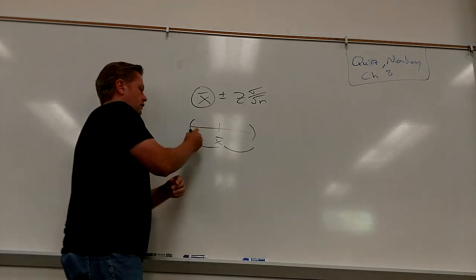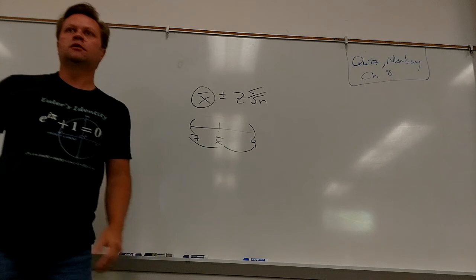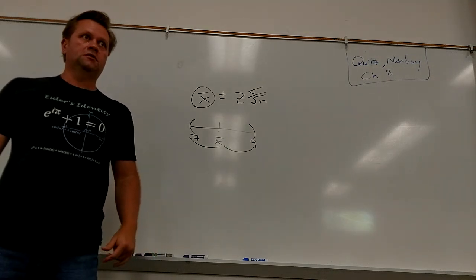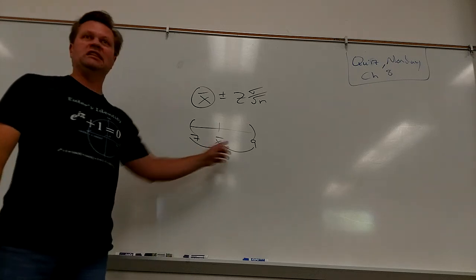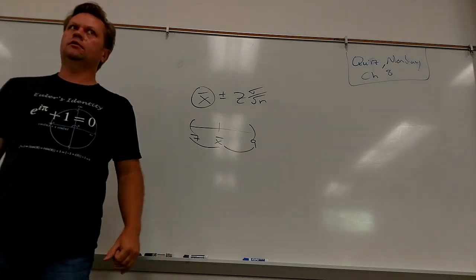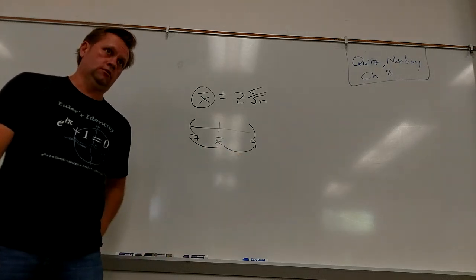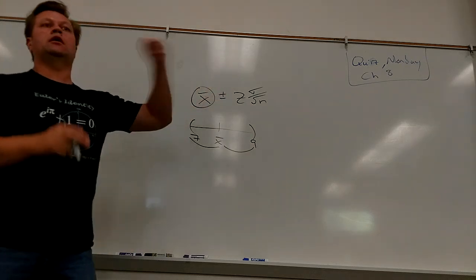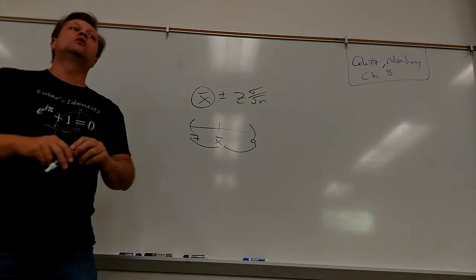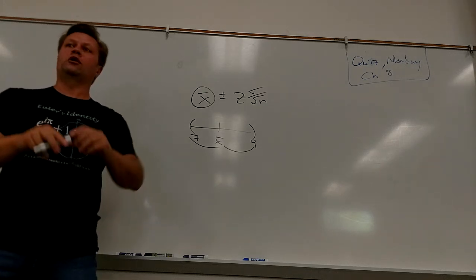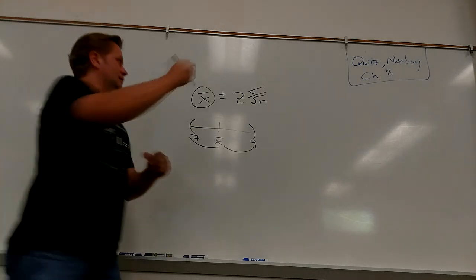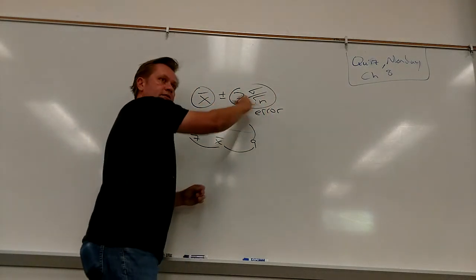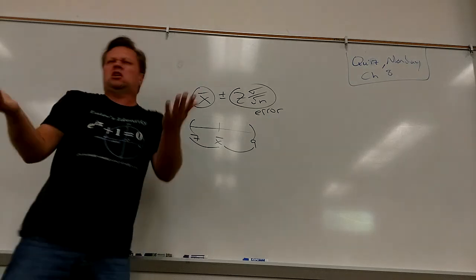So if this was 7 and this was 9, what's the mean? 8. Right in the middle of 7 and 9. Right? What's the error? Which part of this equation is the error? Error. Yes, this guy is the error. Why does it make sense that's the error? Because that's this, give or take this. Give or take this. Doesn't that mean give or take 3 hours?